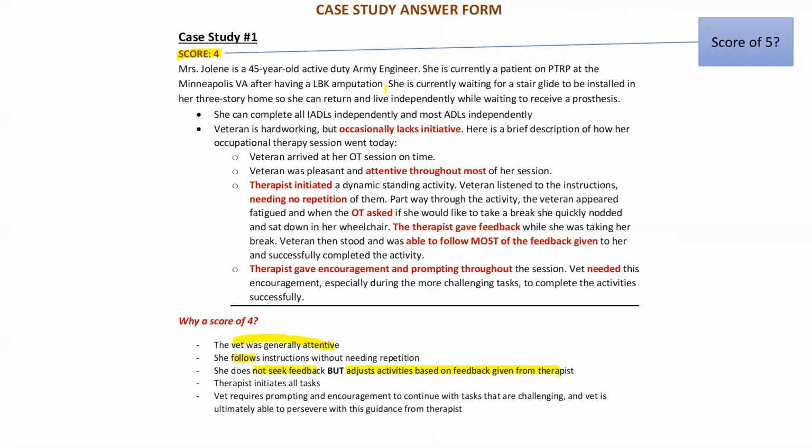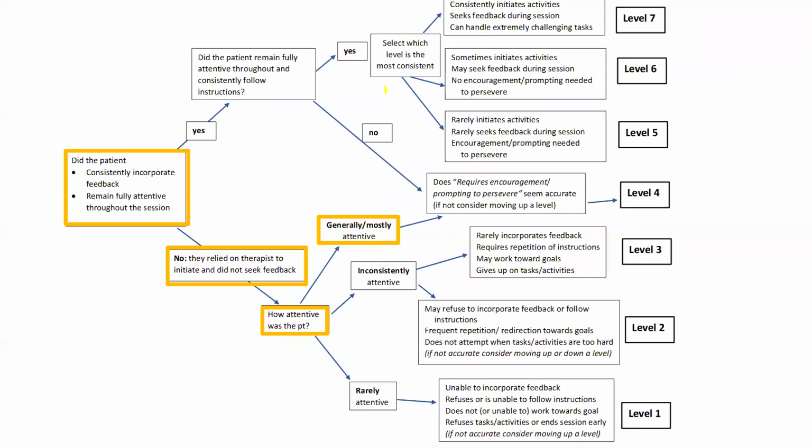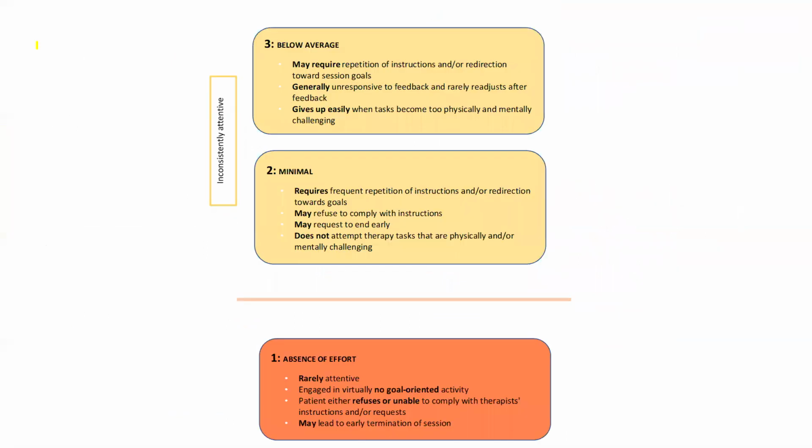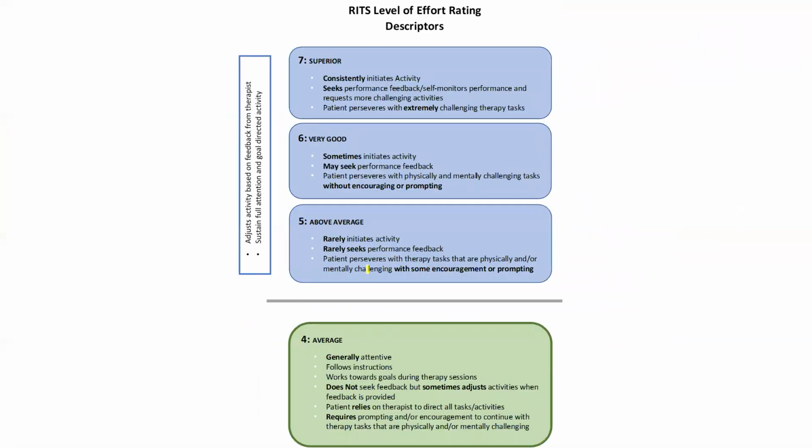So the difference between a 4 and a 5, if we go back to this, a 5 would be looking more at, she does occasionally initiate feedback, which she did not at all. And also, she did not sustain full attention and goal-directed activity throughout the session.